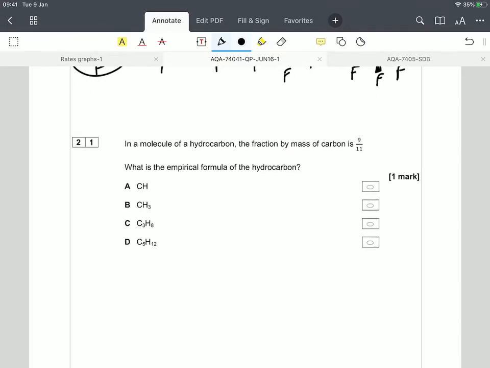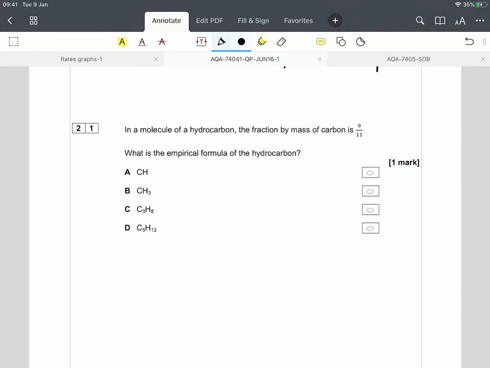This should be on paper 2, surely. In a molecule of a hydrocarbon, the fraction of biomass of carbon is 9/11. What is the empirical formula of the hydrocarbon? Okay, so hold on. 9/11, right? So that's 81%. It's a weird recurring number, but roughly 81%. So then what is the empirical formula of the hydrocarbon?